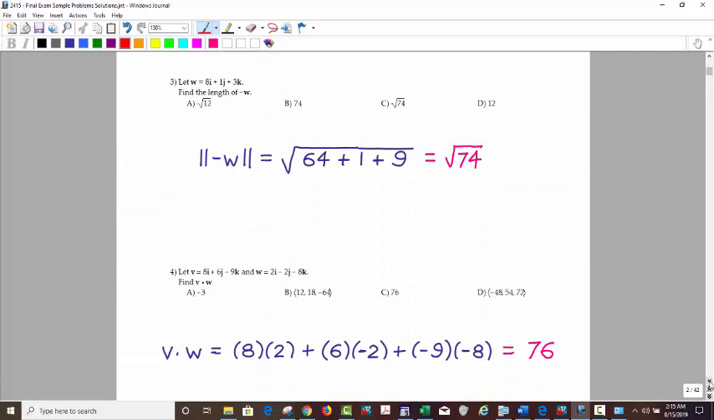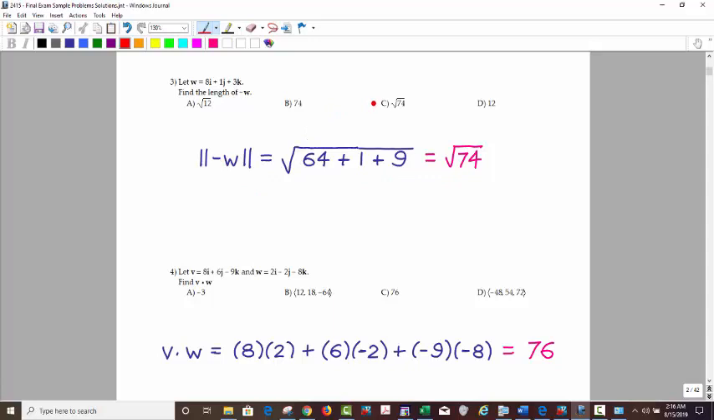Number 3. We have to come up with the length of negative w, and here's w. Actually, the negative w really doesn't mean anything here, unless it was negative 2w or something like that, because the length of negative w is exactly the same as the length of w. So you see, if you take 8, 1, and 3 and make them all negative, and you square them, you're still going to get 64, 1, and 9, and then find the magnitude, so it's the square root of 74.